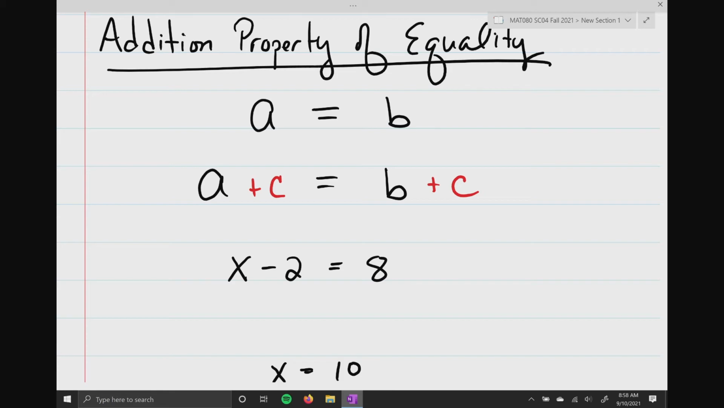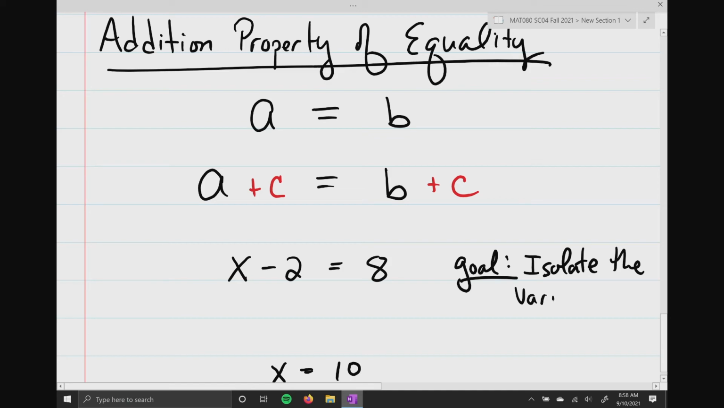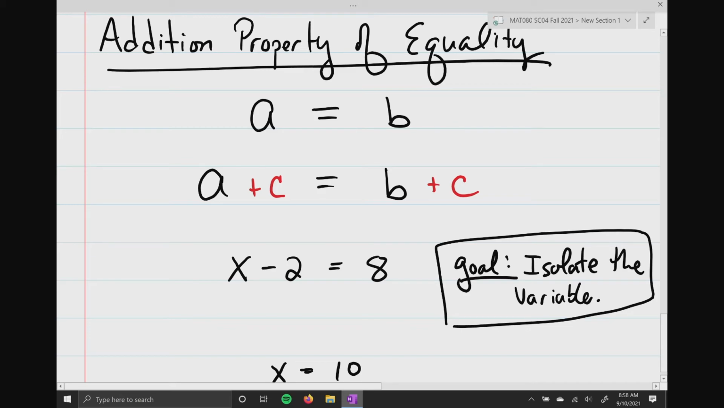My goal, anytime I solve equations, is to always isolate the variable. Now, you got an equal sign, which means you have 2 sides now. You have a left side and you have a right side. Okay? If my goal is to isolate the variable, my eyes instantly fixate on the left-hand side here. Okay? Because that's where the variable is.